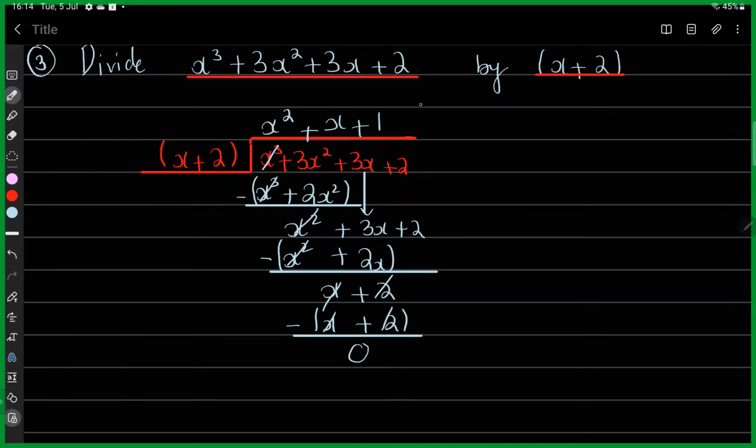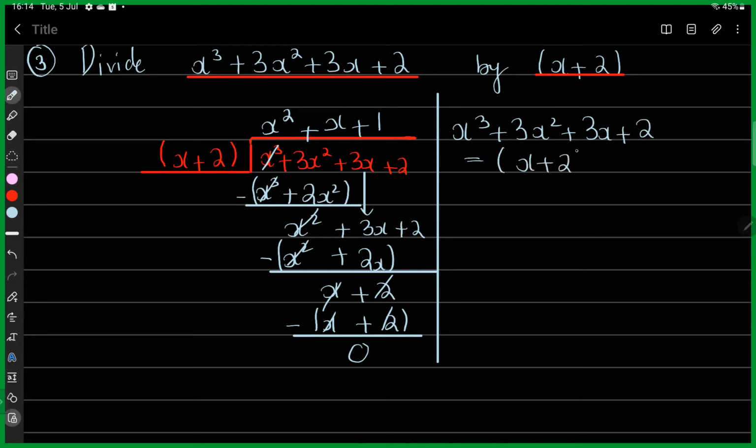So I can say that x cubed plus 3x squared plus 3x plus 2 is basically equal to the product of the linear factor, that was the divisor, multiplied by x squared plus x plus 1. Now obviously this is a quadratic factor and we know how to factorize any quadratic factor, right? That's just simple. But this is an understanding about the topic. All right.